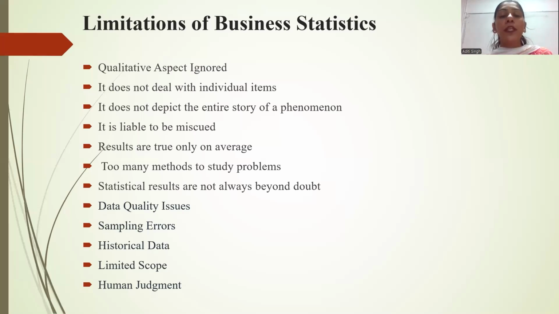Next one is there are too many methods to study the problem. As in statistics, we can use multiple or different methods to do the interpretation or the analysis. So in this context, we use so many methods to find a single result. Variation can be found by different tools, like quartile deviation, mean deviation, or standard deviation. The result may vary or differ in each case.